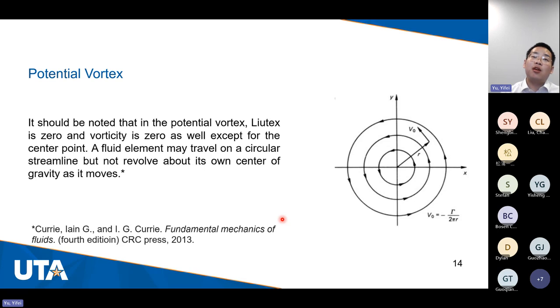The explanation is that a fluid element may travel on a circular streamline, but not revolve about its own center of gravity as it moves. So for the potential vortex, the orbit or the streamline is a circle, but the fluid particle itself does not rotate or revolve around itself.